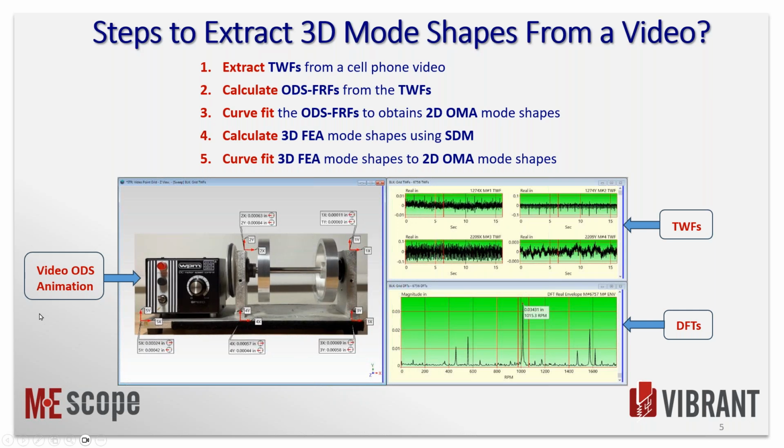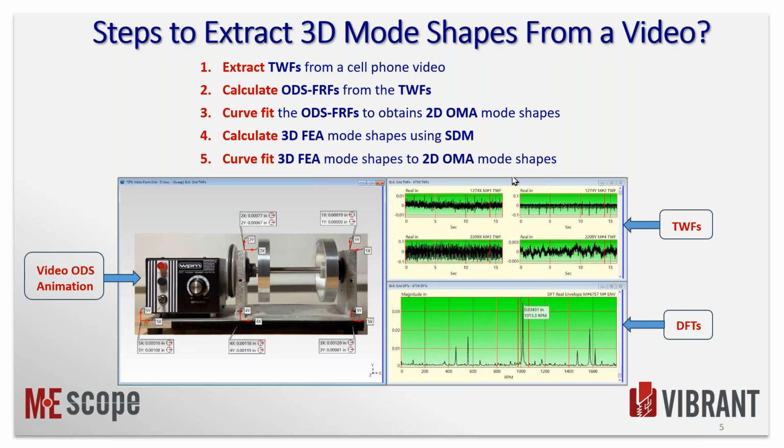Okay, so steps to extract 3D mode shapes from a video. These are the 5 steps we're going to go through here in this presentation. Now, this is a recording of the animation in MEscope of what we call a video ODS. So on the left is 1 frame. Now, when it switches up to the top, you can see the little finger here in this video going to the top. This is a sweep animation through the time waveforms that were extracted from the video.